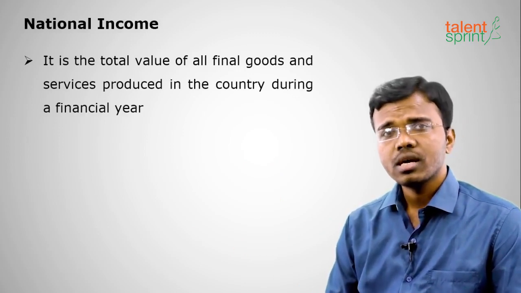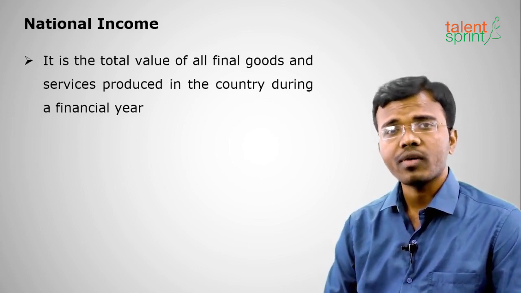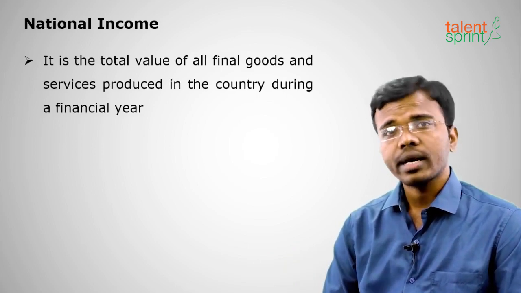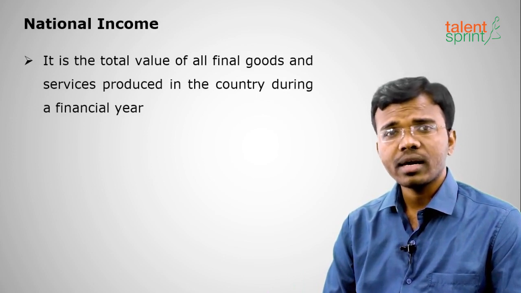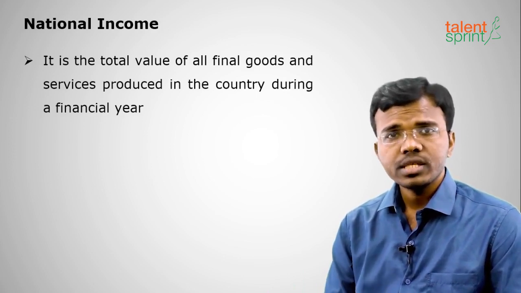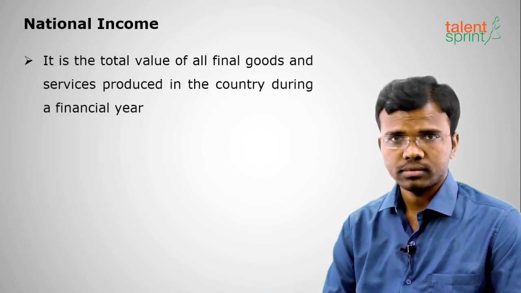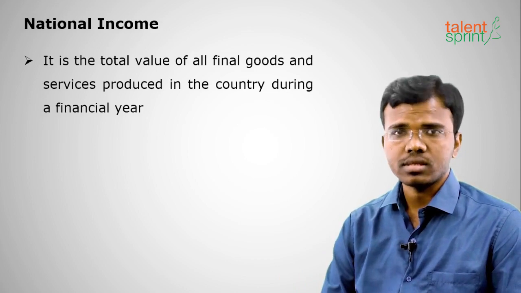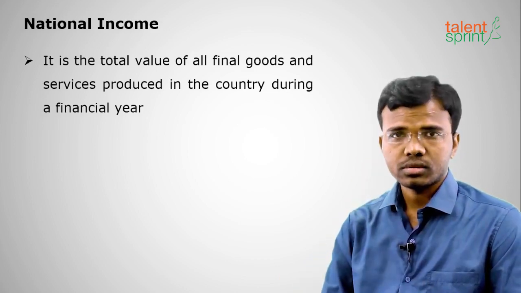So when I add all the money values of all final goods, what do you mean by final goods? There are two types of goods. One is final good and the other is intermediate good. Final good means which is ready for use by the consumer. There is no further production on it. Intermediate good means which undergoes a manufacturing process and is not ready for use.